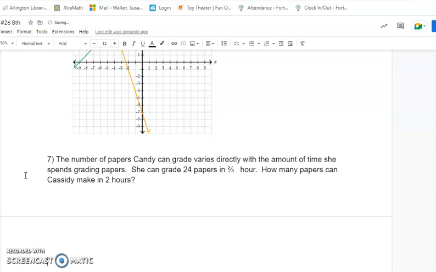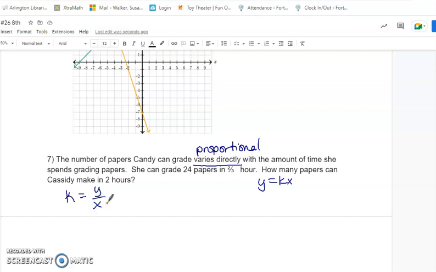The number of papers Candy can grade varies directly with the amount of time she spends grading papers. She can grade 24 papers in 2/3 hours. So first of all, again, we've talked about this, varies directly. That means it is proportional. And proportional means I can set up a proportion. I literally can just set up a proportion, or I can do y equals kx. I can do k equals y over x. This is the one I'm going to start with. Okay.